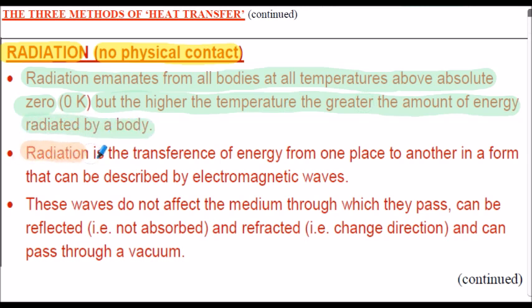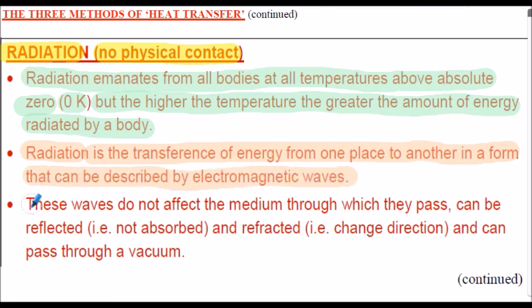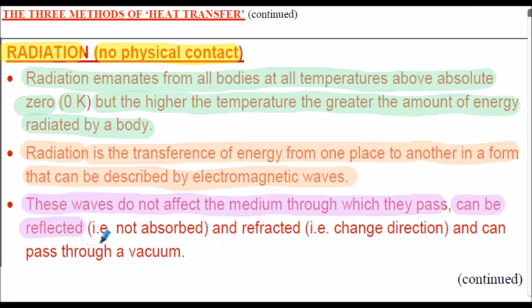Radiation is the transference of energy from one place to another in a form that can be described by electromagnetic waves. These waves do not affect the medium through which they pass. The waves can be reflected, in other words, not absorbed. They can be refracted, i.e. can change direction, and they can pass through a pure vacuum.